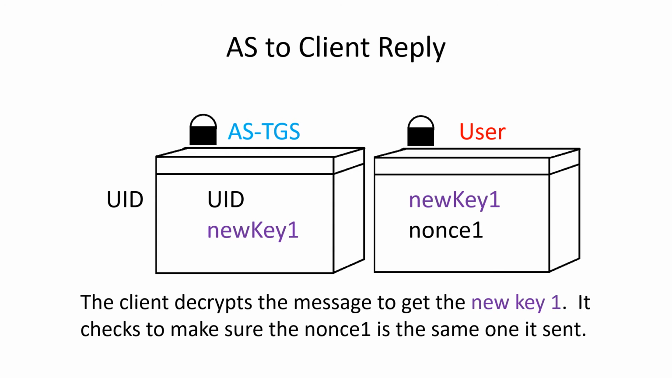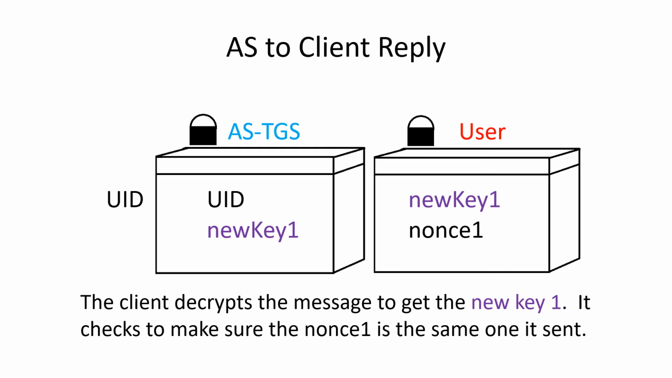And then the authentication server replies to the client with a message that has the user ID in it, returning that in plain text, along with two encrypted portions. One part, which is the user ID and a newly generated key, is encrypted with the key that's shared between the authentication server and the ticket granting server. Another part has the same new key and the nonce encrypted with the user's key. This is the key that the authentication server and the user share.